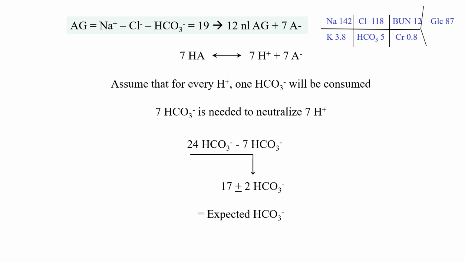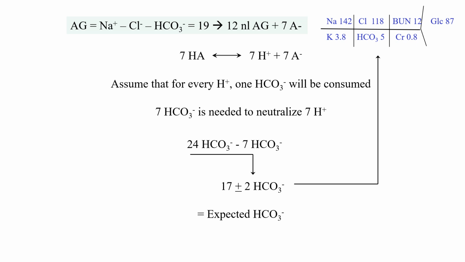Let's do another case of high serum anion gap metabolic acidosis where the serum anion gap is 19. For a serum anion gap of 19, we have the normal 12 anion gap and 7 extra anions. The 7 extra anions can be translated as having an equivalent of 7 acids that consume 7 bicarbonate to give an expected serum bicarbonate of 17. Again, we compare the expected bicarbonate to the measured bicarbonate.